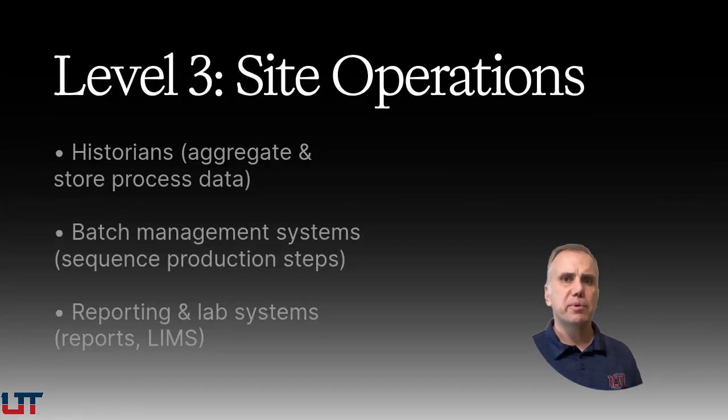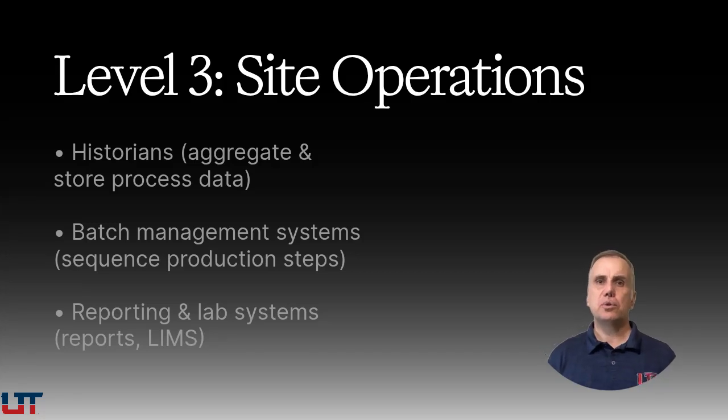Level 3 is site operations: historians that aggregate and store process data, batch management systems that sequence multi-step production processes, report servers, and lab information management systems. Level 3 systems receive data from levels 1 and 2, but generally don't send commands to control equipment. Their role is data aggregation, record keeping, and reporting. Together, levels 2 and 3 form the operations zone, below the enterprise network and above the field control layer. The boundary between level 3 and level 4, enterprise IT, is where the DMZ sits, which is the focus of the next video.